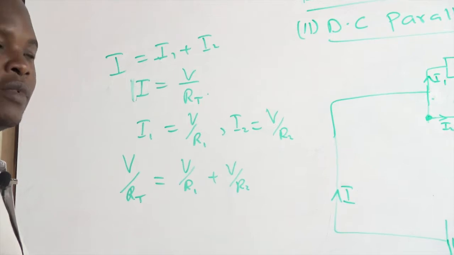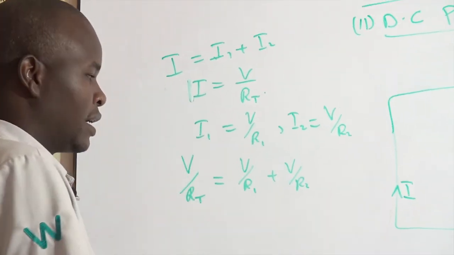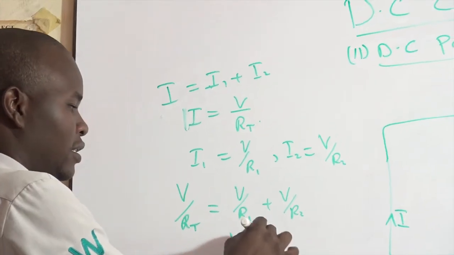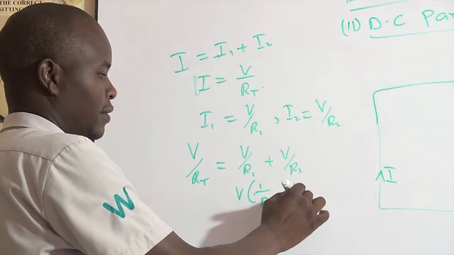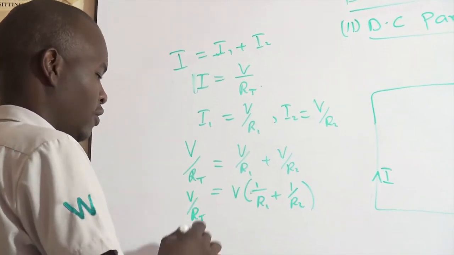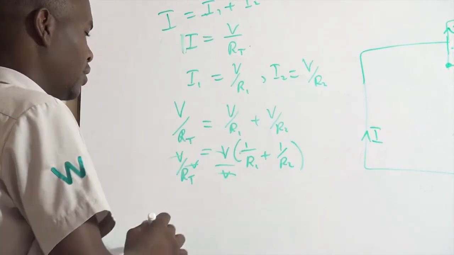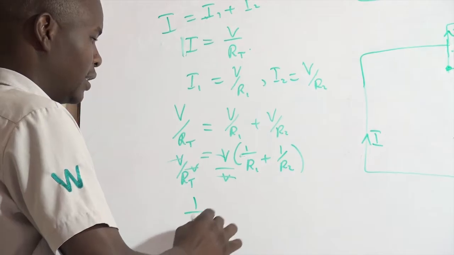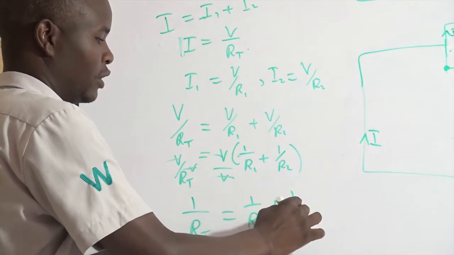If you do the same by factoring out the V, because V is common on the right hand side, we have this, equals V over RT. So if you divide by V both sides, we have 1 over RT equals 1 over R1 plus 1 over R2.